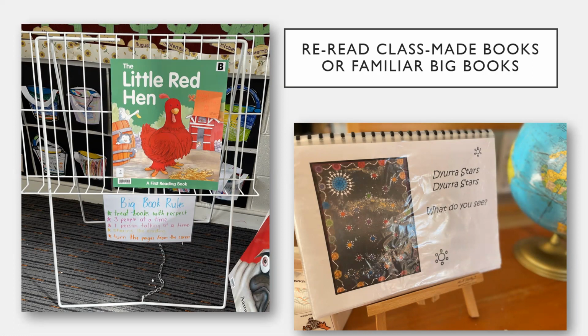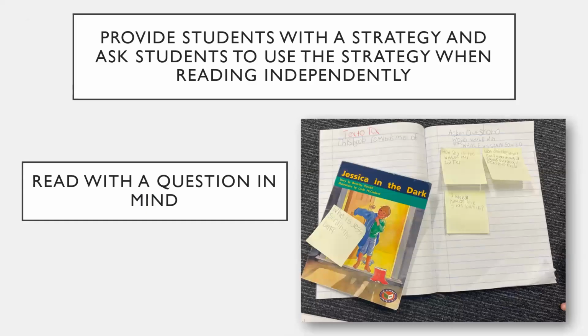And when they're rereading the big book, then they might be looking at something that's been the focus of your mini lesson, like practicing sliding through the word, rereading, finding a familiar word, looking for a letter pattern. You can provide students with strategy instruction in the mini lesson, and then ask the student to use that strategy during their independent reading.